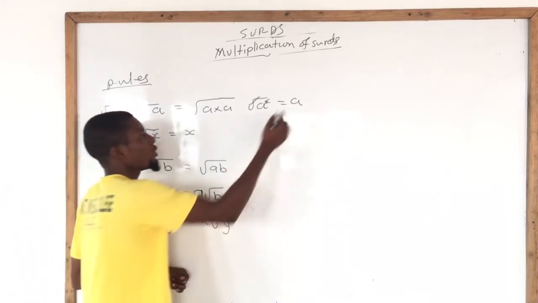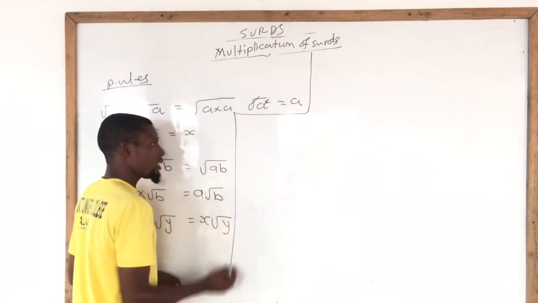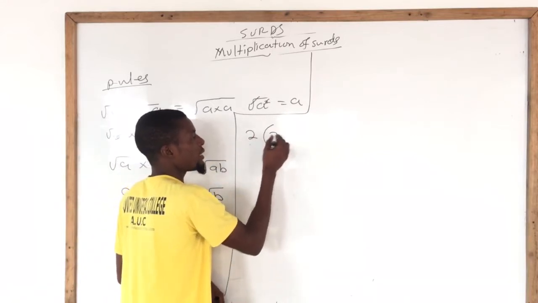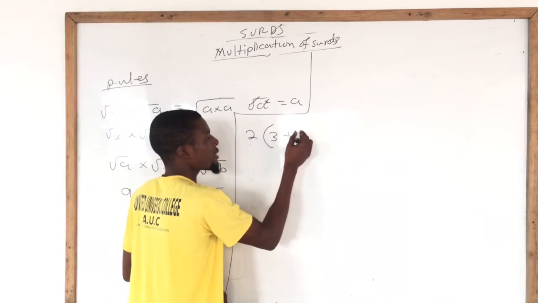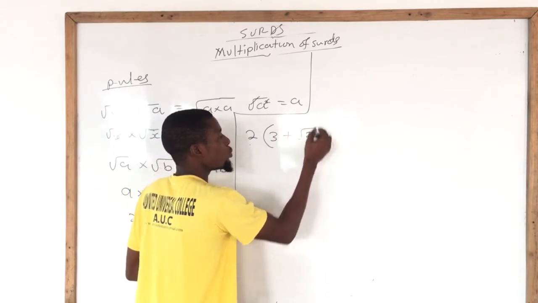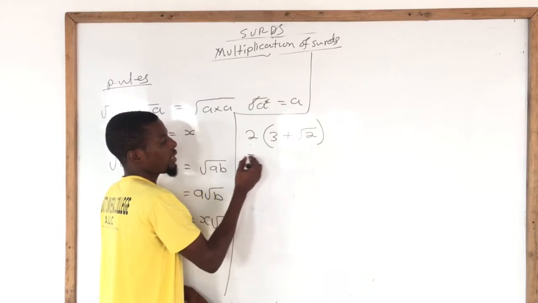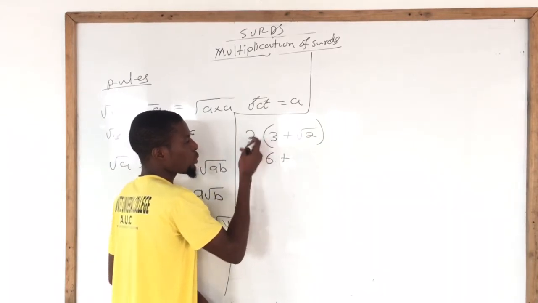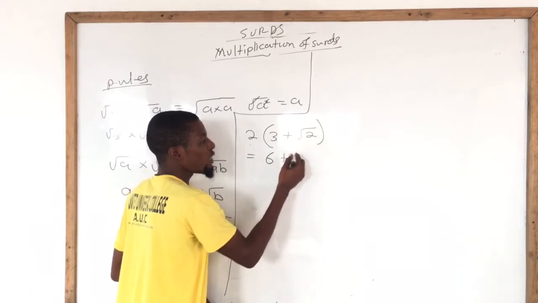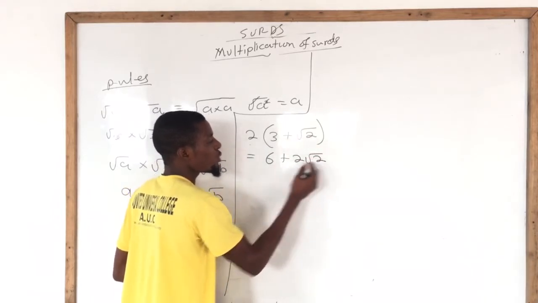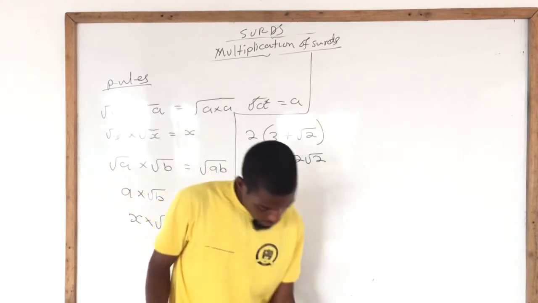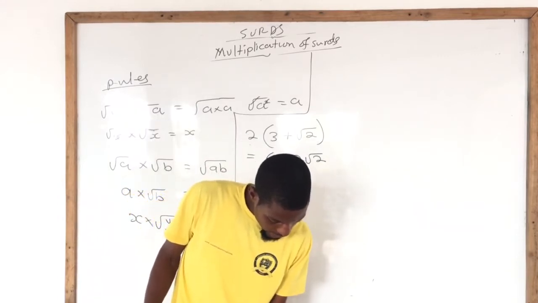All right. A typical example: supposing I have 2 multiplying 3 plus root 2. How do I expand this? This is the same as 2 times 3, that is 6, plus 2 times root 2 will give me 2 root 2. I cannot simplify further, so I leave it as it is. Let's look at another example.